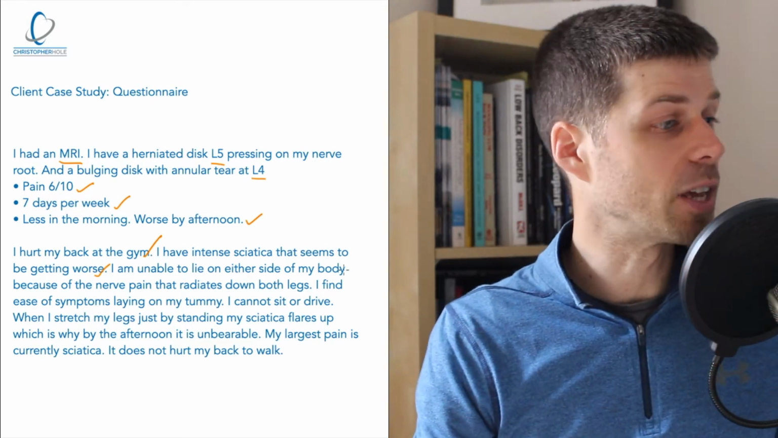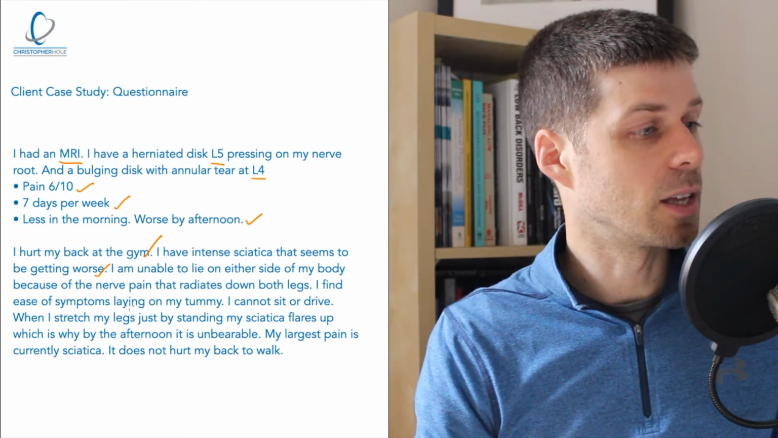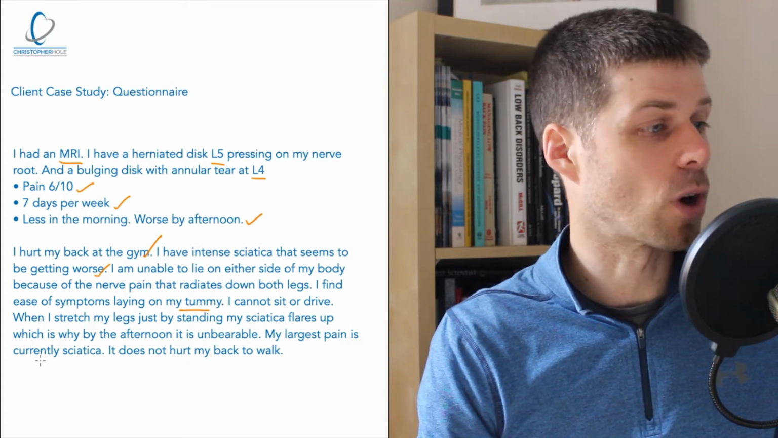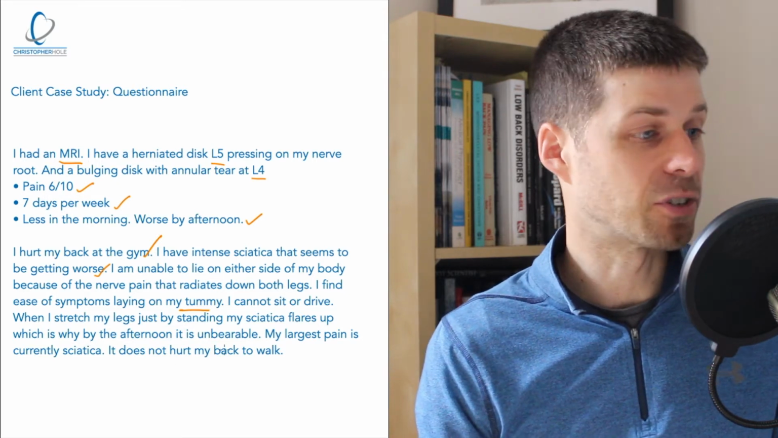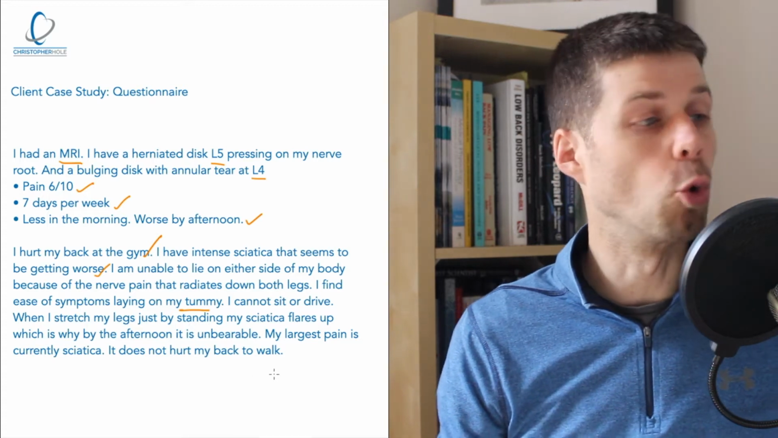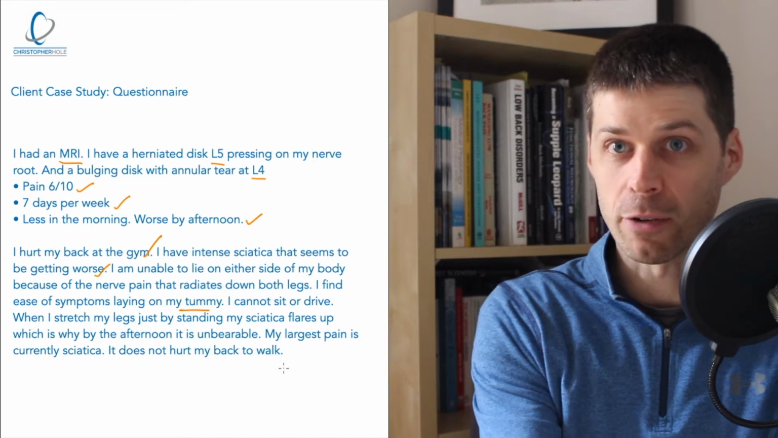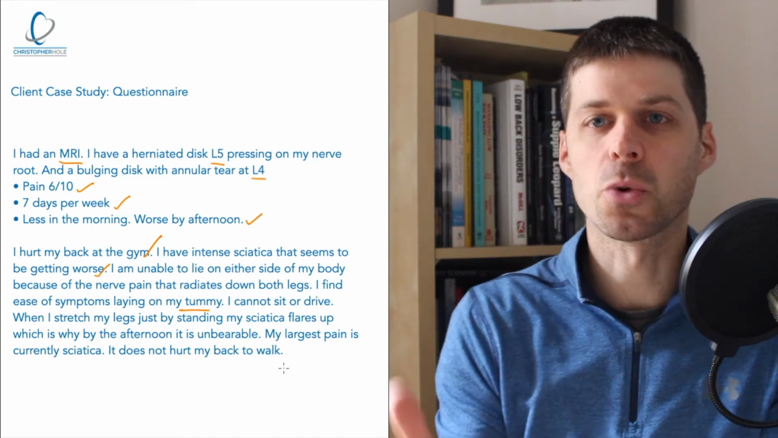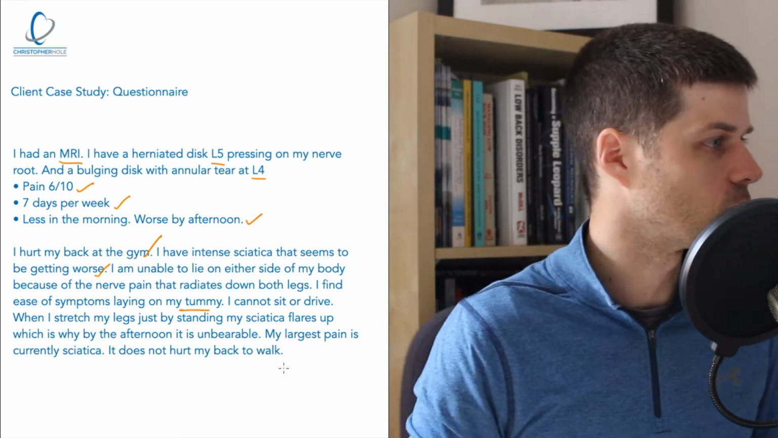She's unable to lie on either side of her body because of the nerve pain that's going down the legs. Easing of symptoms when she lies on her tummy. She cannot sit or drive, cannot stretch legs because the sciatica flares up, and by the afternoon it's unbearable. And it does not hurt to walk. So already now I'm starting to glean information about what's triggering the pain and what's relieving the pain. So again, this is starting to inform the advice and recommendations that will follow this and the consultation.